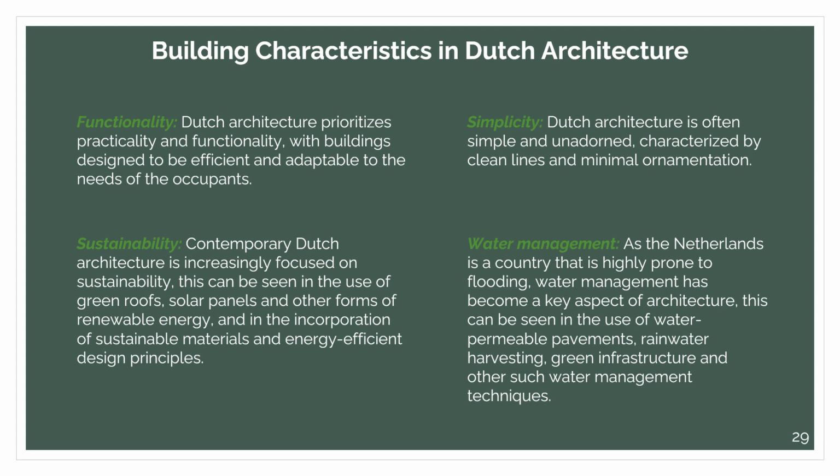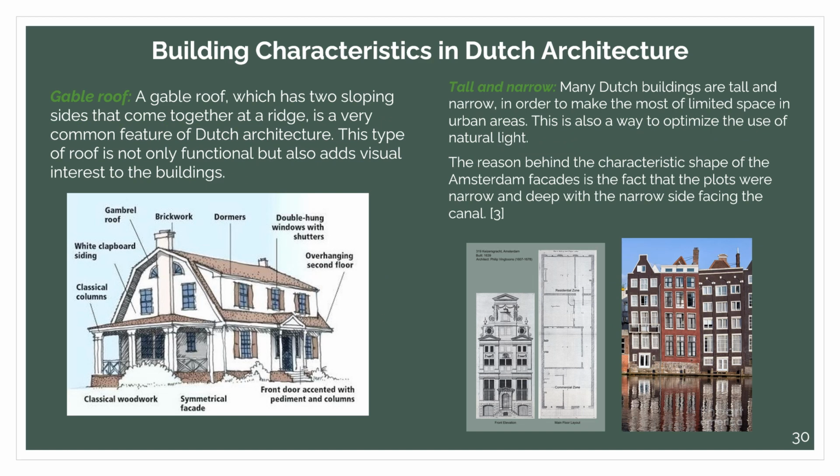water management techniques. Gable roof. A gable roof, which has two sloping sides that come together at a ridge, is a very common feature of Dutch architecture. This type of roof is not only functional, but also adds visual interest to the buildings. Tall and narrow. Many Dutch buildings are tall and narrow in order to make the most of limited space in urban areas. This is also a way to optimize the use of natural light.